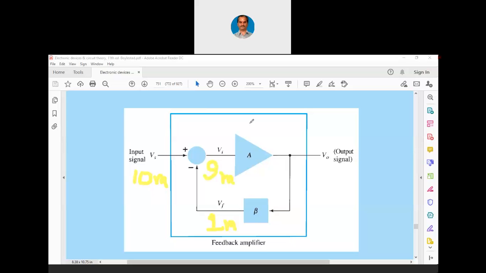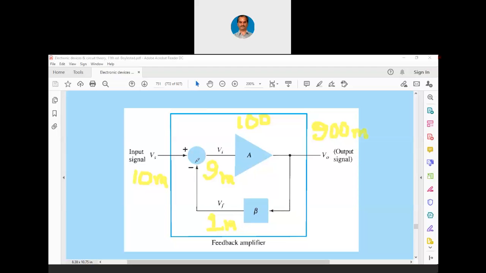Let us say the gain of the amplifier is 100. If the gain of the amplifier is 100, we are going to get the output as 900 millivolts, or 0.9 volts. Out of 900 millivolts, we take back 1 millivolt as the feedback. And that 1 millivolt again we feed back to the input.